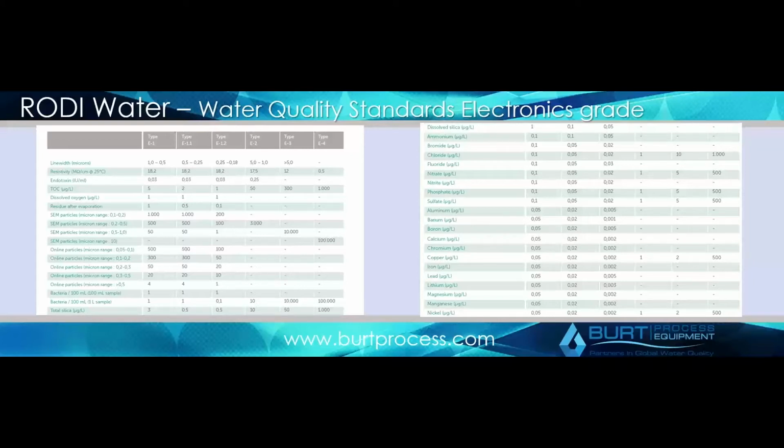And if you really don't know what you're looking at in those situations, a lot of times people will just run a middle of the grade system like an ASTM Type 2, and then utilize what's referred to as a local polisher at the various points in the system, and that will allow you to essentially increase the water quality if you need it for a very specific application.